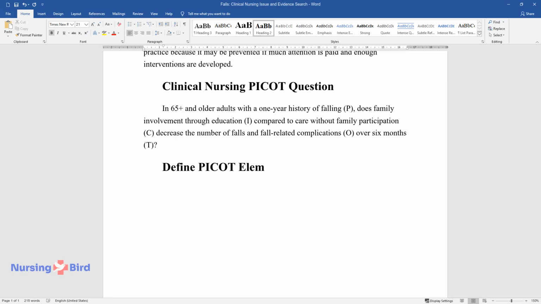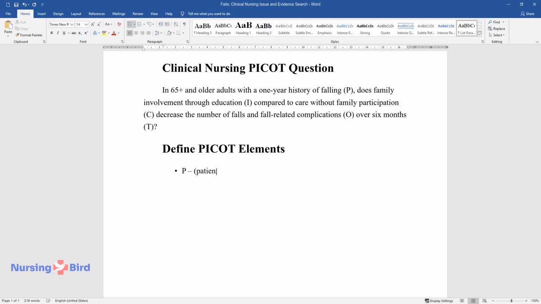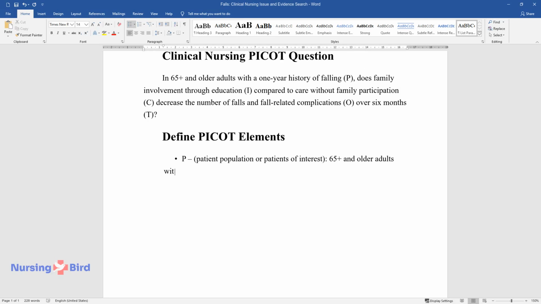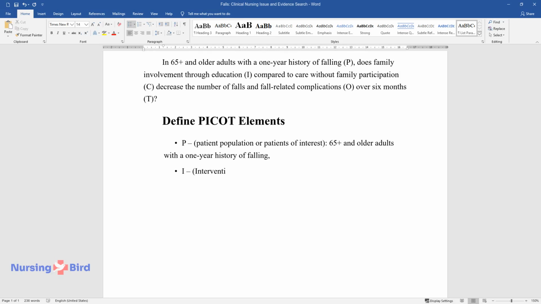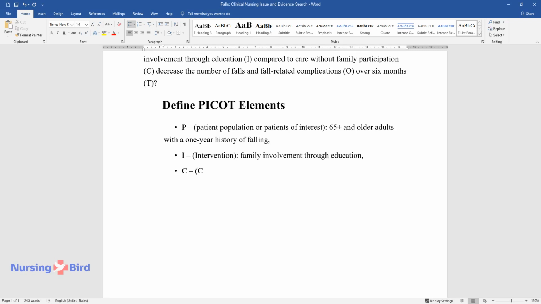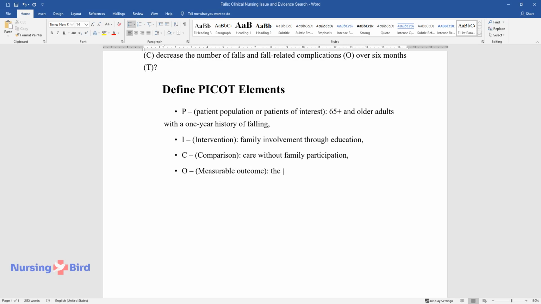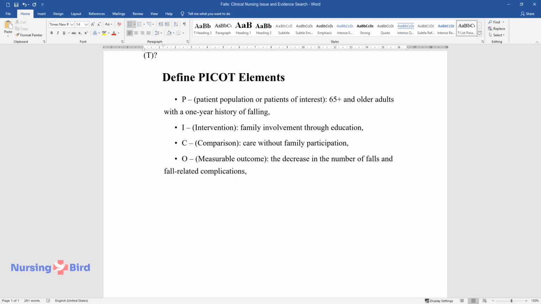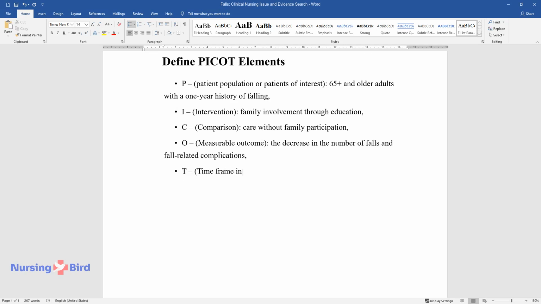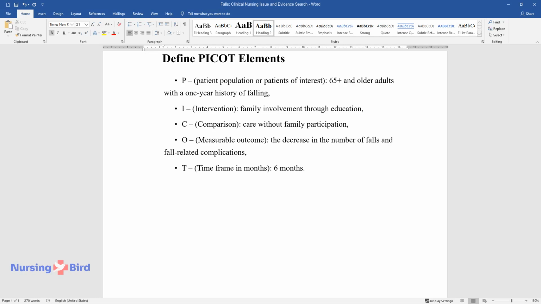Define PICO elements. P, Patient population or patients of interest: 65+ and older adults with a 1-year history of falling. I, Intervention: family involvement through education. C, Comparison: care without family participation. O, Measurable outcome: the decrease in the number of falls and fall-related complications. T, Time frame in months: 6 months.